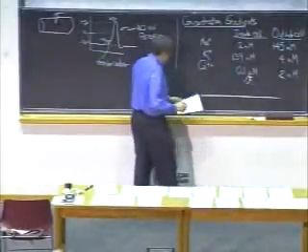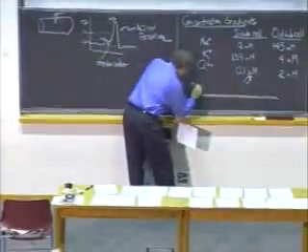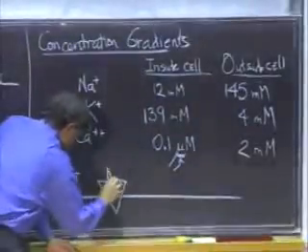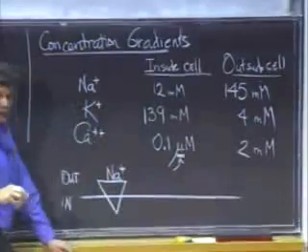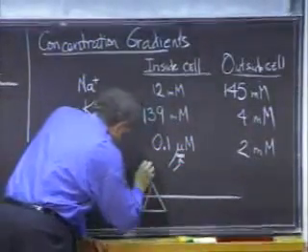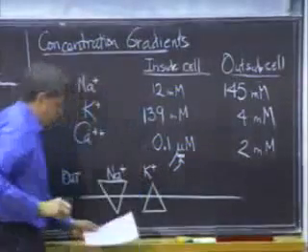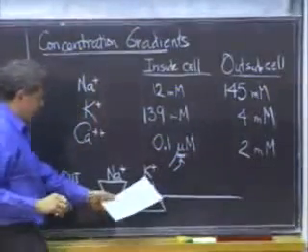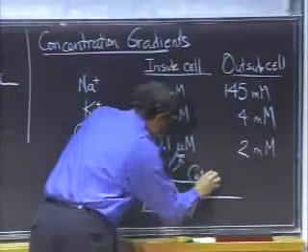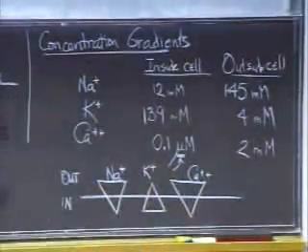Let me try to write these concentration gradients. If this is the outside and this is the inside, sodium has a concentration gradient higher on the outside than the inside. Potassium has a concentration gradient that's higher on the inside than the outside. Calcium, concentration gradient higher on the outside than the inside.